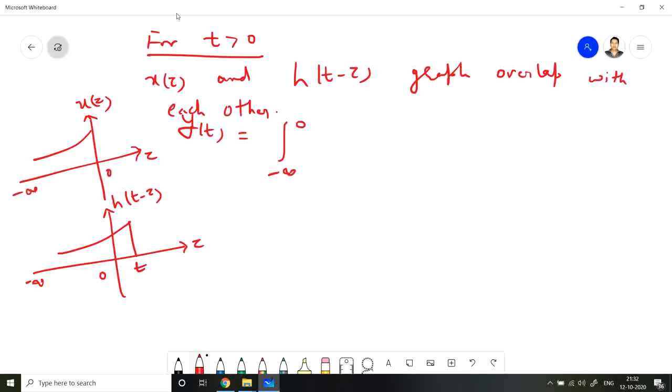So from minus infinity to 0, what is x(tau)? So x(tau) is e raised to the power alpha tau u(minus tau), multiplied by h(t minus tau). What is h(t minus tau)? e raised to the power minus alpha (t minus tau) u(t minus tau) d tau.